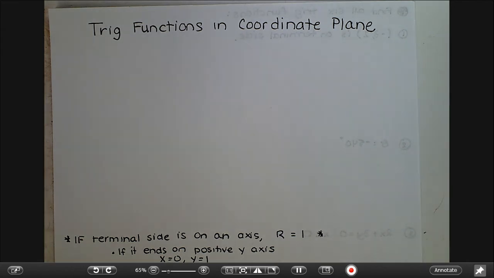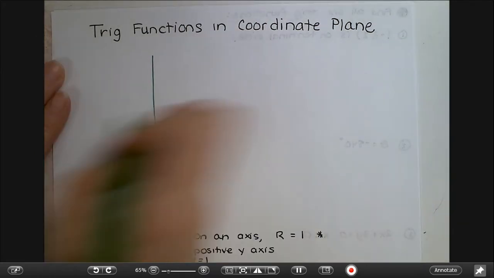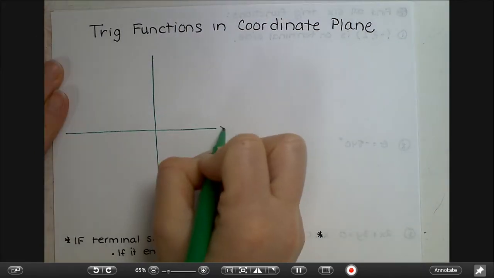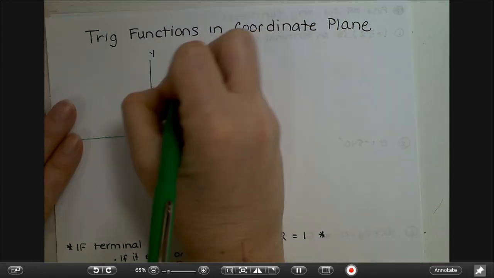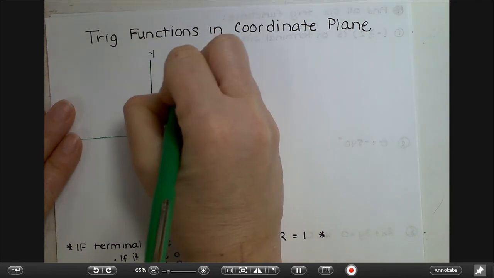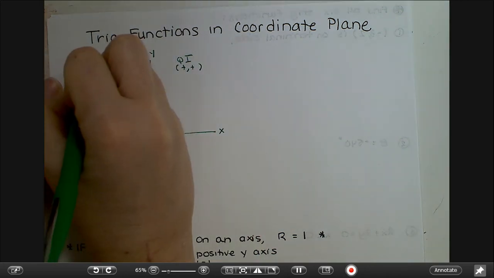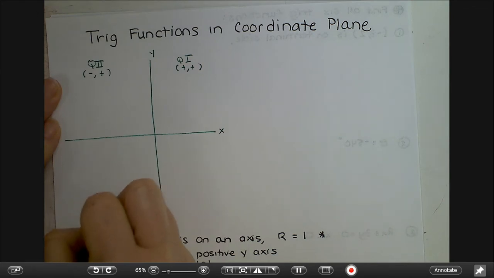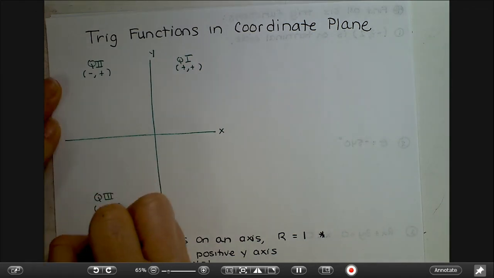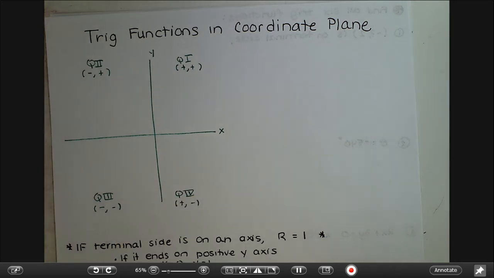Okay, so we're obviously talking about the coordinate plane, so we should draw one of those little guys. Obviously, the x-axis and the y-axis. We know that in quadrant 1, both x and y are positive, so I'm just going to label this in here. In quadrant 2, x is negative and y is positive. In quadrant 3, they're both negative. And in quadrant 4, x is positive, y is negative. So that's stuff that you already know, but I just kind of wanted to throw that out there.